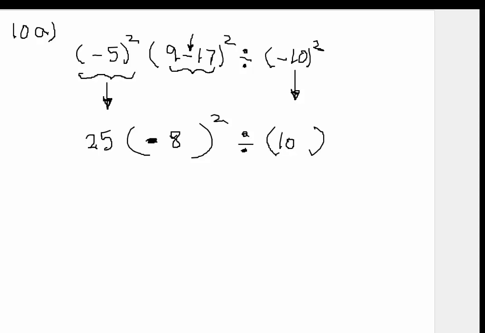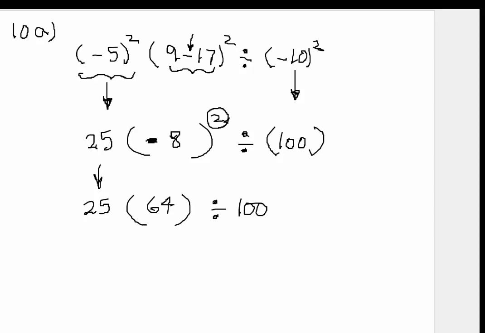Very good. So we have 25 here, and here we have minus 8 squared. Okay, Philly, can you tell me what minus 8 squared is? Minus 8 times minus 8, right? So plus 64, very good. So when you square something, it doesn't matter what you have inside the parentheses. If it's positive or negative, the final answer will be positive. Divided by 100.